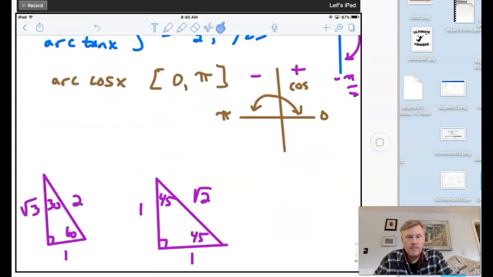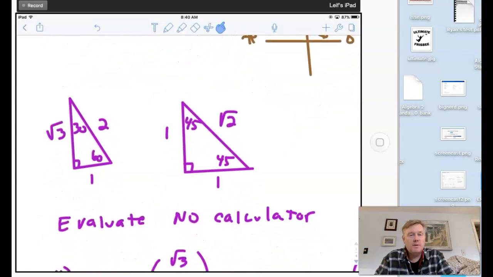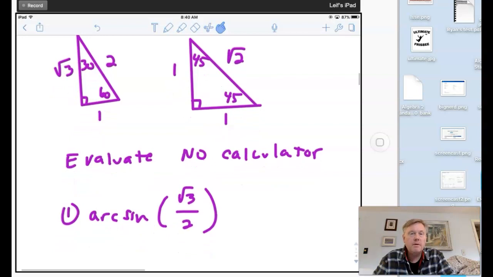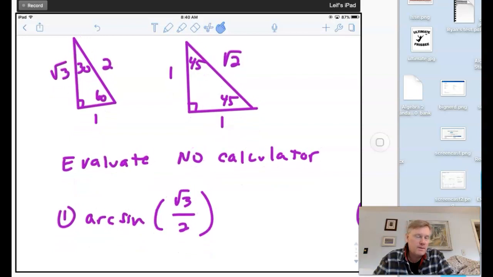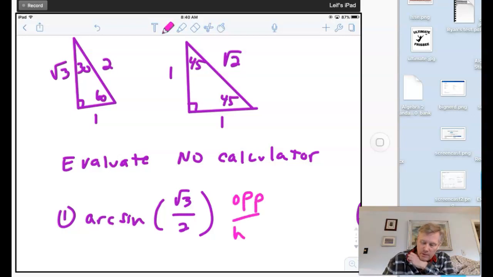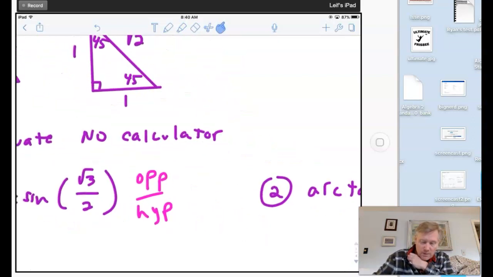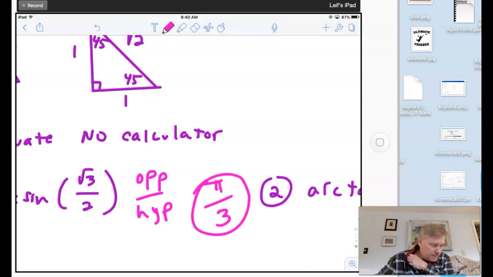All right. Next. So these special right triangles. We're going to evaluate these with no calculator. Okay. So arc sine, same as inverse sine. I'm looking for the angle whose sine is the square root of 3 over 2. So remembering that the sine is the opposite over the hypotenuse, which angle is opposite the square root of 3? So here's the square root of 3, which means that 60 degrees is opposite it, okay? So I am going to have 60 degrees as my answer. However, it's got to be in radians, which means that's the same as pi over 3.